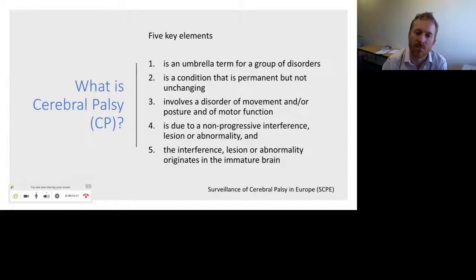And that the problem is due to a non-progressive interference, lesion or abnormality. So those conditions that are neurodegenerative are not classified as cerebral palsy. And of course, the interference, lesion or abnormality originates in the immature brain. Now, there is some discussion about whether this represents the immature brain up to 2 years of age, which is the time that most myelination is finalized in the central nervous system, or indeed some definitions use up to 5 years of age.